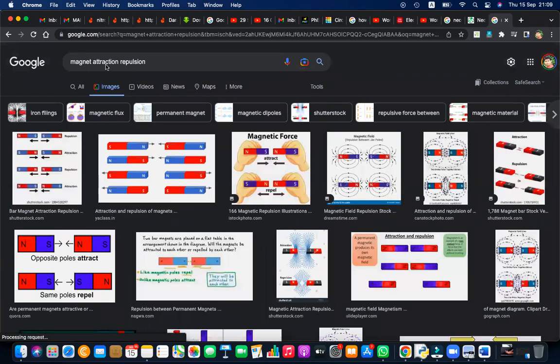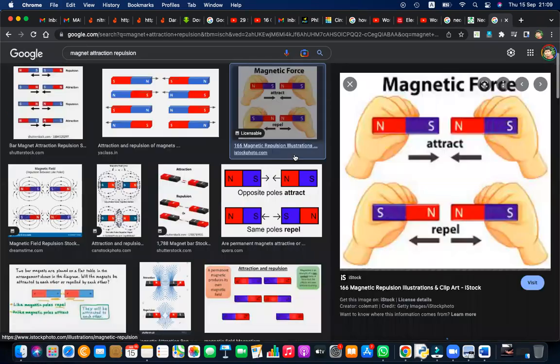Attraction and repulsion. What is attraction? Attracting means you can see the magnetic force. Unlike poles will attract, and like poles, or similar poles, will repel. Different poles will attract.